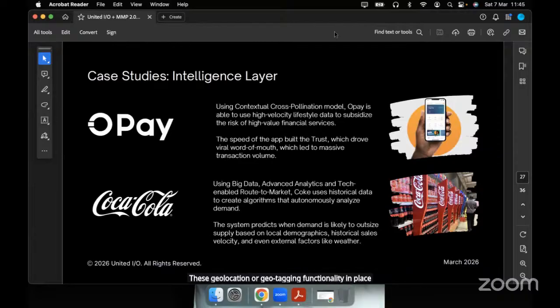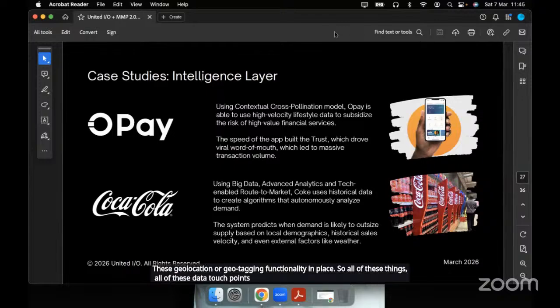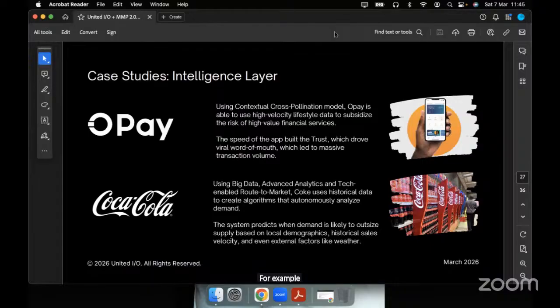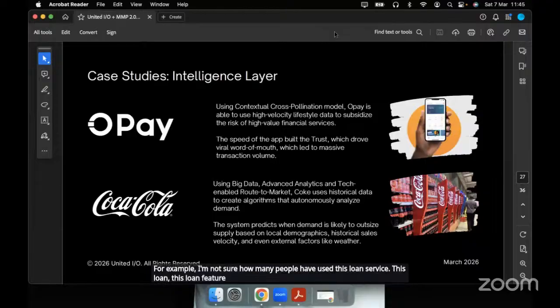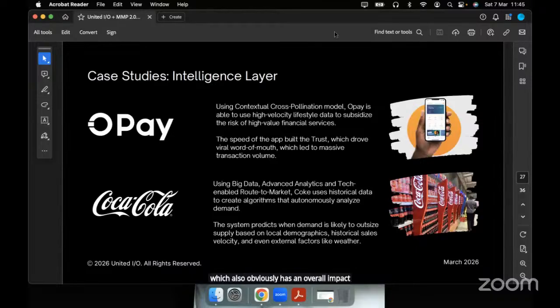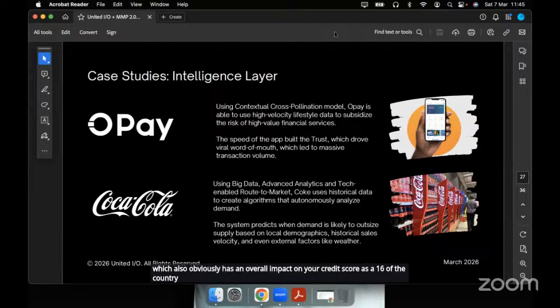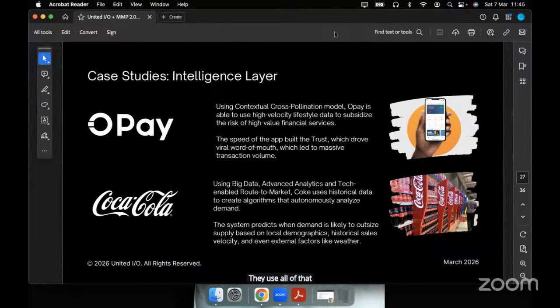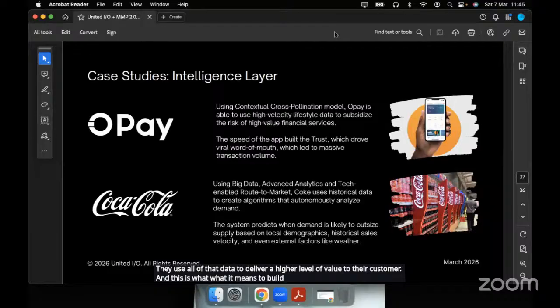So all of these data touch points that OPay has on the customer, they then use to deliver higher value financial services. For example, I'm not sure how many people have used their loan service. This loan feature automatically computes, based on the data they have on your transactions and all of that stuff, the kind of credit they can extend to you, which also obviously has an overall impact on your credit score as a citizen of the country. But the point is that they use all of that data to deliver a higher level of value to their customer. And this is what it means to build an intelligence layer for the business.